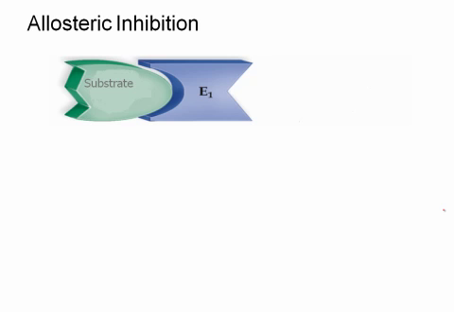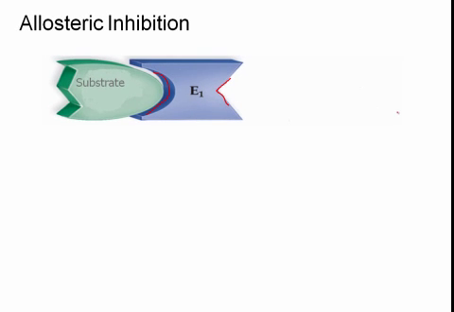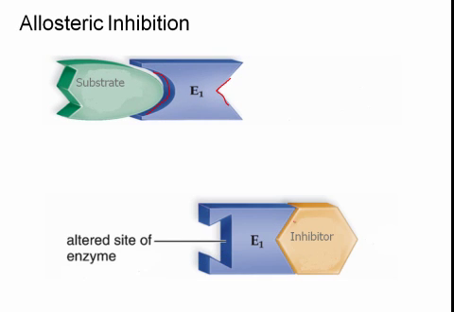Another type of inhibition is called allosteric inhibition. Allo means other, steric means shape. So here we have an enzyme. Once again, it has an active site. There is a substrate molecule in the active site. But notice on the right-hand side, there is another binding site on the enzyme. If an inhibitor molecule is bound in this other site, it changes the shape of the active site.